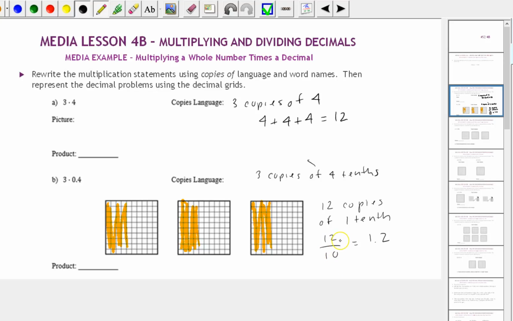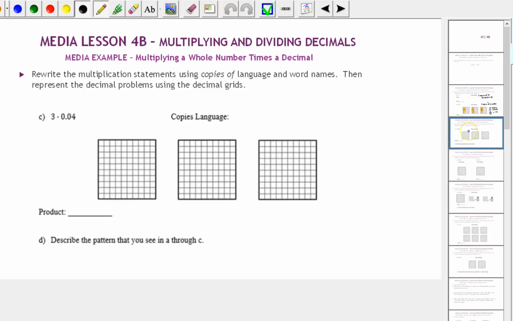And in the last section, we also practiced rewriting numbers like this, where we have denominators that are powers of 10, but the numerator is larger or smaller. So we did learn how to rewrite this as 1.2. Okay, so they can connect that. Then we multiply 3 times 4 hundredths. They'll get 12 hundredths. And then you want them to start to look at those patterns.